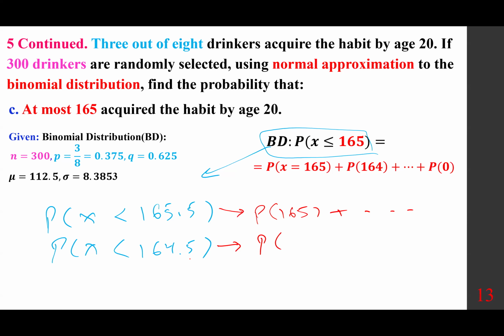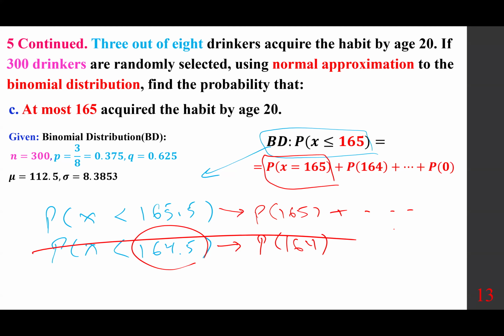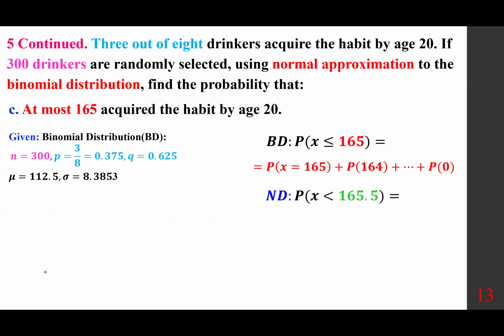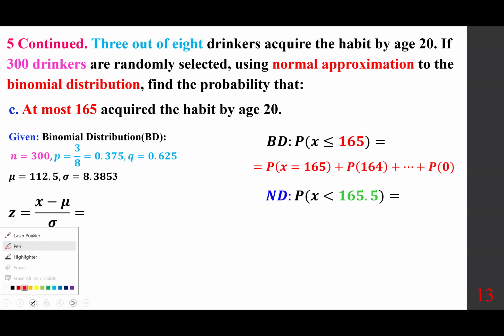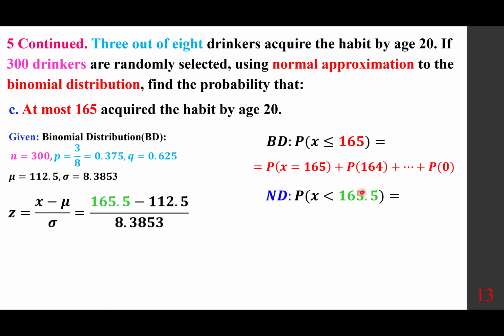Whereas here, the first number less than this, a whole number, a discrete number, is 164. And so what happens? We miss this one. Therefore, this is out. So probability of x less than 165.5. Let me erase my work. And again, the z-score is x minus mu over sigma. Mu and sigma are given. You are going to replace the x with 165.5.